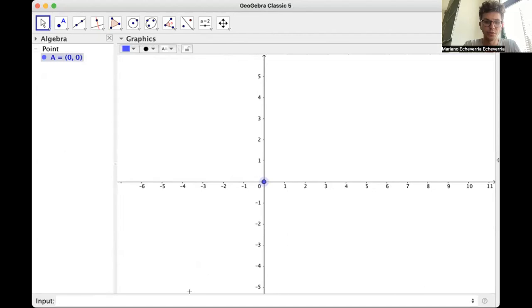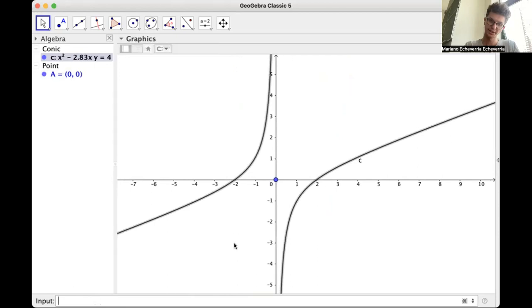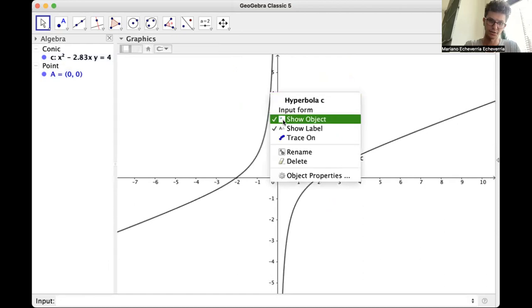Okay, so first, this is what you would do in practice. You can just enter in GeoGebra the equation as I wrote it in terms of x and y. So you would write x squared minus 2 square root of 2 times xy equals 4. Okay, and that's the hyperbola that we have been discussing. So this is how it looks.